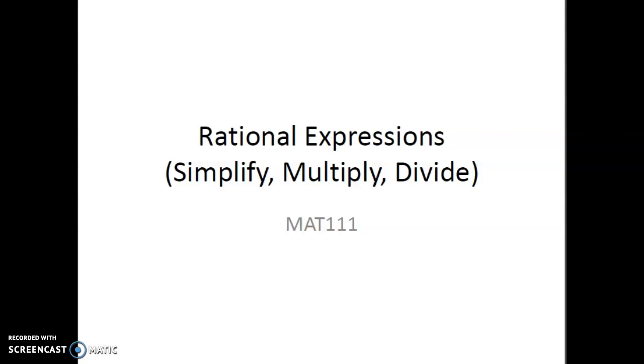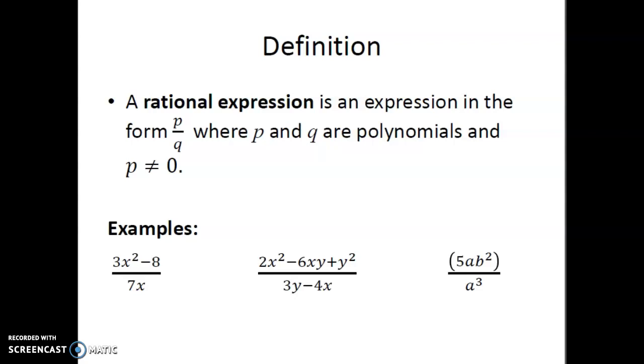In this video, we're going to talk about rational expressions, including simplifying rational expressions. So let's first talk about a definition for a rational expression. A rational expression is basically a fraction, but in this case, the fraction has polynomials as numerators and denominators.